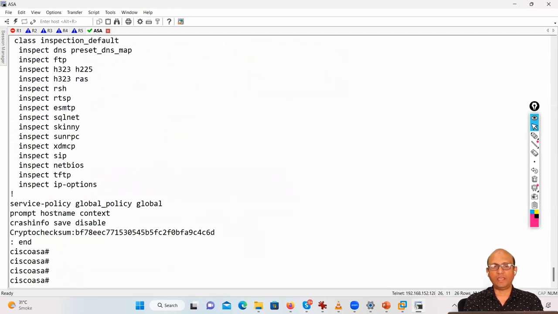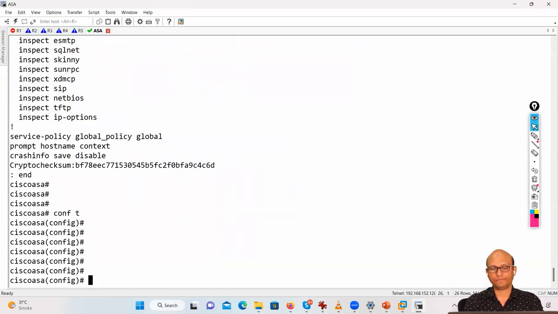I can stay on ASA and remove all the configuration. Of course, I have privilege 15, so I can do anything. If you really want to practice this in your company, go and practice: clear configure all. After 1 hour, you will be kicked out of the company. So don't do that. Don't practice this.